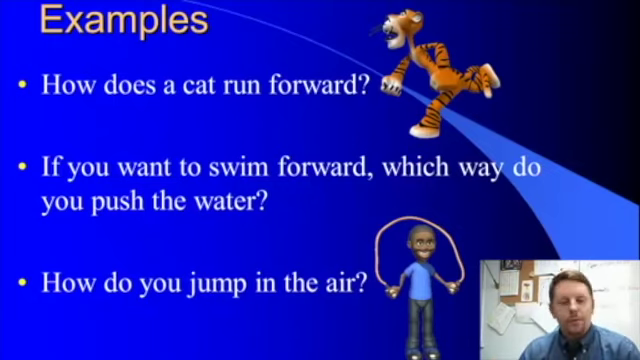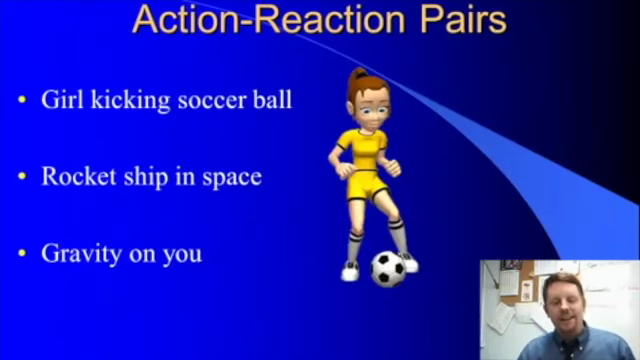If you want to swim forward, which way do you push on the water? If I want to swim, I push backward on the water, and the water pushes me forward. Newton's third law in action again. Or how do you jump in the air? If you want to jump up, which way do you push with your legs? You push down. As you push down, the reaction of the ground pushing on you propels you up into the air. Now, as you can see, all of these forces come in pairs, and these are known as action-reaction pairs.